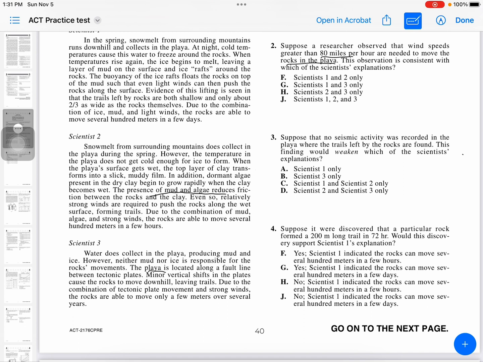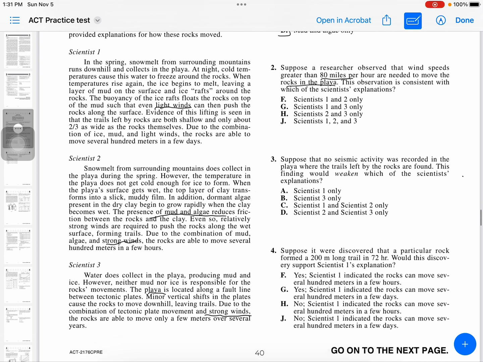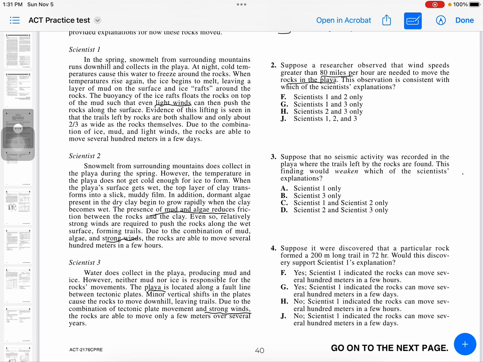Due to the combination of tectonic plate movement, strong winds. Okay, and do we see anything about winds up here? Light winds. Yeah, so that's going to be scientists 2 and 3 only.